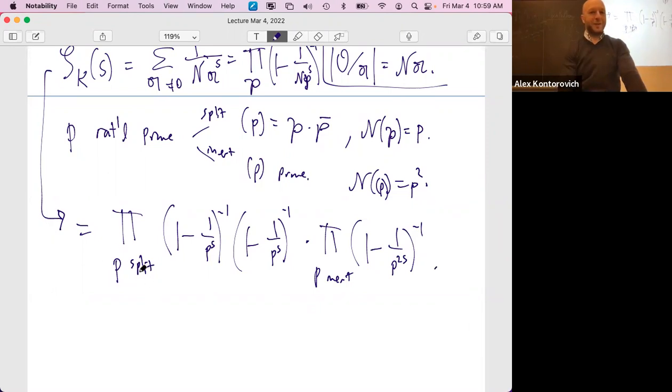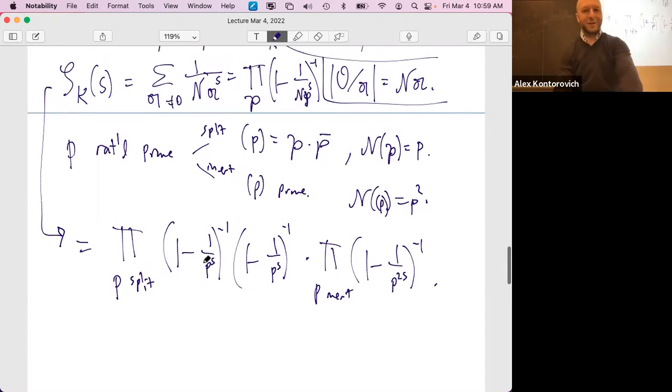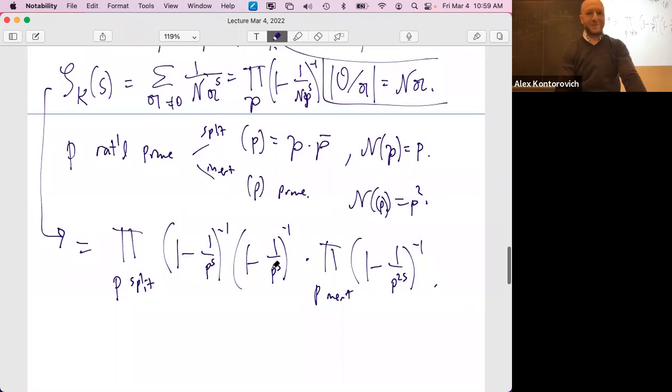If the rational prime splits, then you get 2 copies, P and P bar. Each of them contributes 1 minus, the norm is just a rational number, the norm is just p. So you get this for one of them and you get this for the other one. If the prime remains inert, then the norm is p squared, so it's p squared to the s, and there's just one factor.